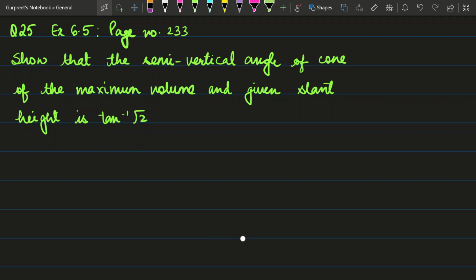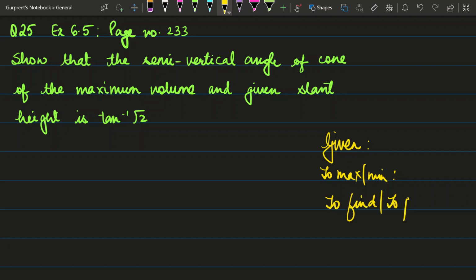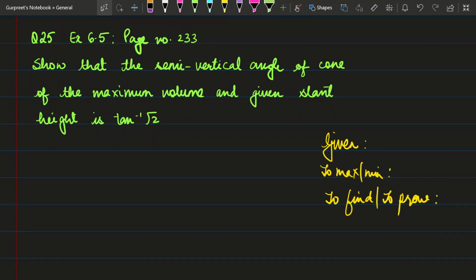Everyone, this is question number 25 of exercise 6.5, which is given on page number 233. As I told you earlier, whenever you read any question based on maxima minima, make sure while reading the question you keep an eye to note down a few points: what is given, what do we have to maximize or minimize, what do we have to find or prove in the question. Do we have to find anything or do we have to prove anything? So while reading, we'll keep an eye on these points.